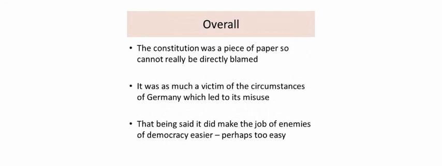Next lesson we're going to look at the Treaty of Versailles. Remember that this first quarter of the course is all about why is Germany so chaotic, particularly between 1918 and 1924.